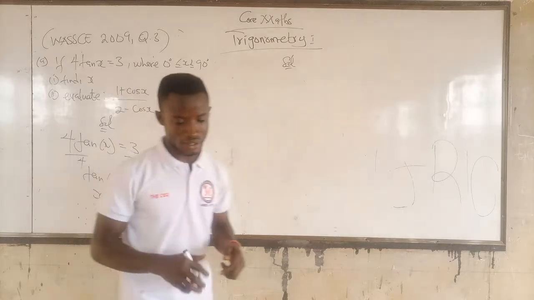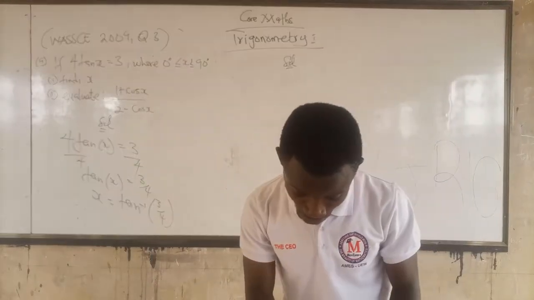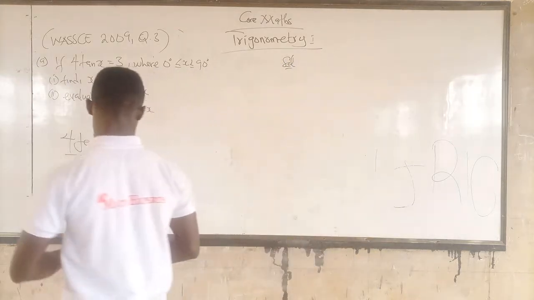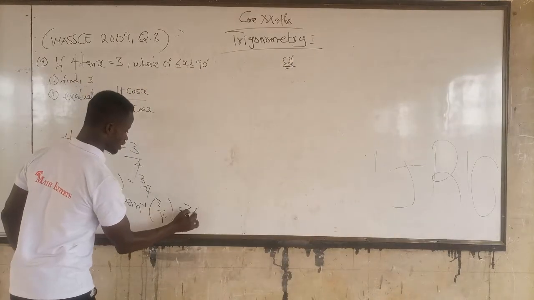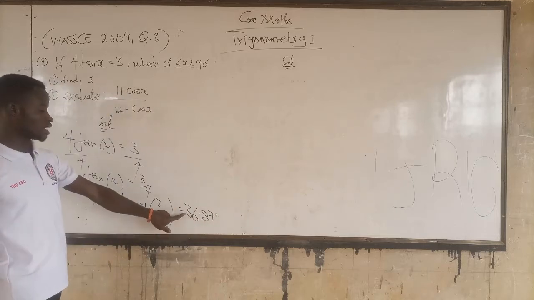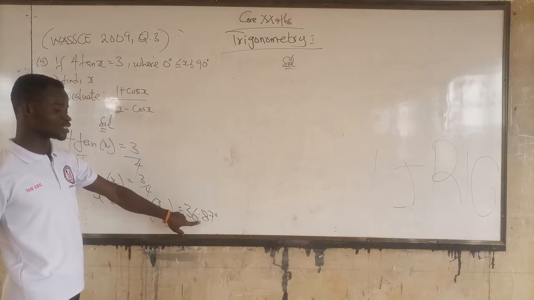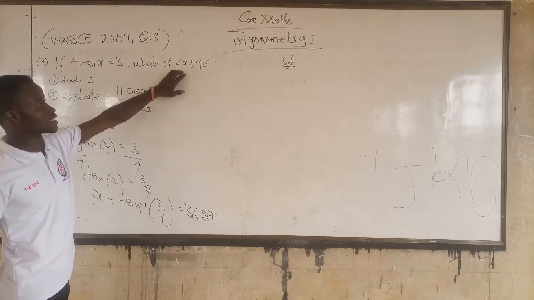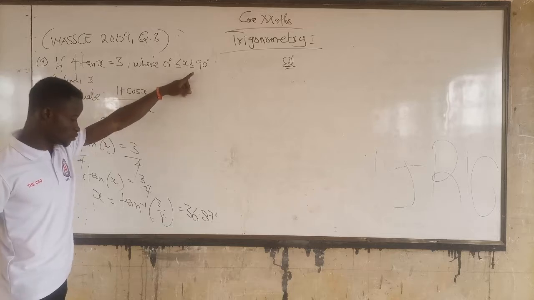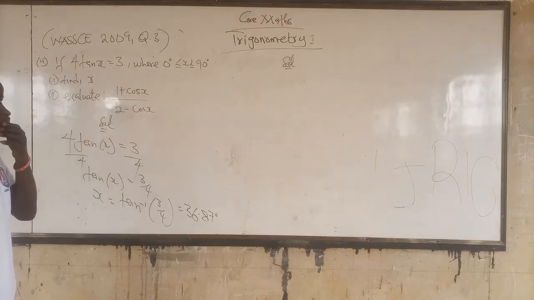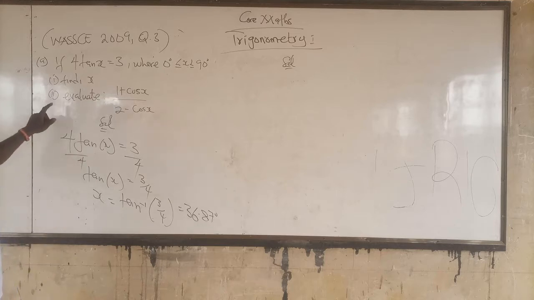Okay. So you take a calculator and find the value for that. And that is going to give you 36.87 degrees. And you can see that 36.87 degrees is within this range, 0 degrees to 90 degrees. So that is the solution for x. I hope it's clear. Alright, let's go for the II.